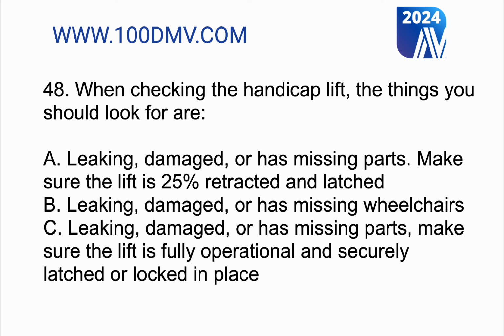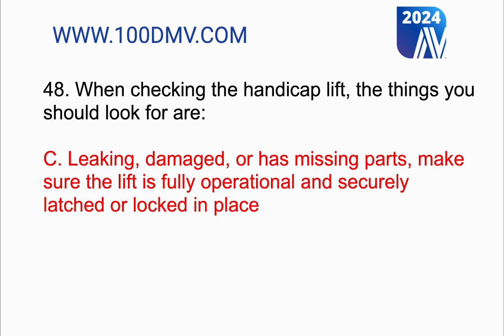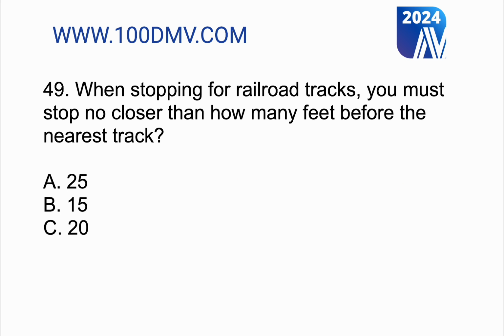48. When checking the handicap lift, the things you should look for are A, leaking, damaged, or has missing parts. Make sure the lift is 25% retracted and latched. B, leaking, damaged, or has missing wheelchairs. C, leaking, damaged, or has missing parts, make sure the lift is fully operational and securely latched or locked in place. Correct answer. C, if it is leaking, damaged, or has missing parts, and make sure the lift is fully operational and securely latched or locked in place.